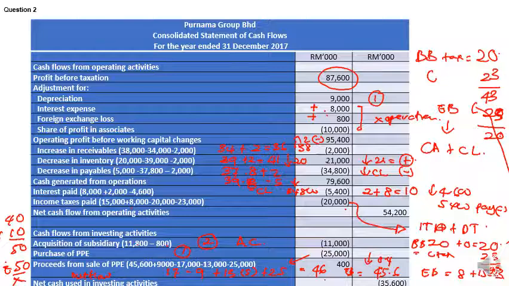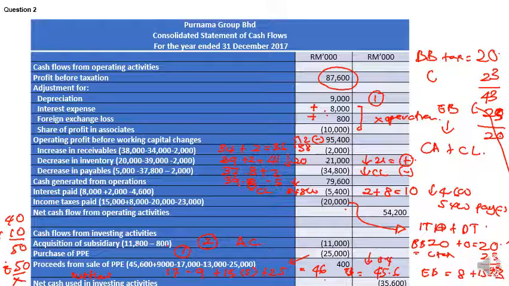We start with the profit before tax, 87,600. The adjustments here are first for depreciation. Depreciation here is 9, which comes from additional information number 1. Then the interest expense here we need to add back. You have 8,000 here, so you just add back this amount, 8,000.